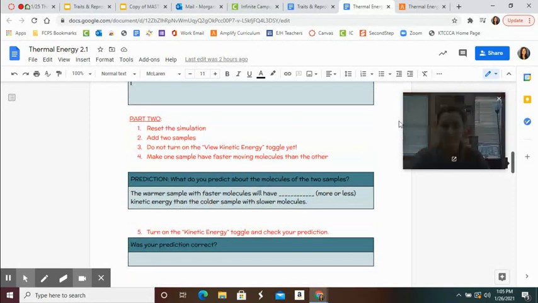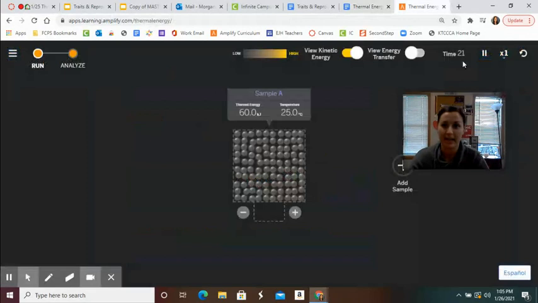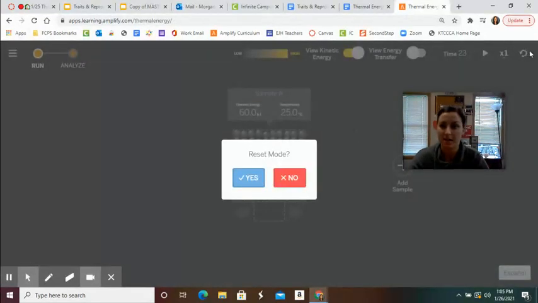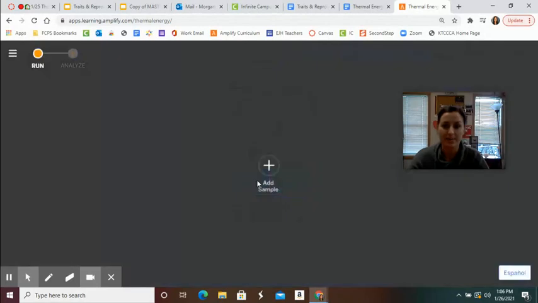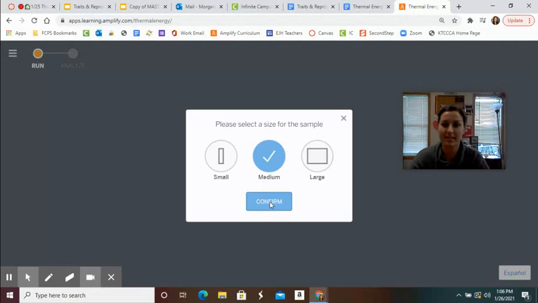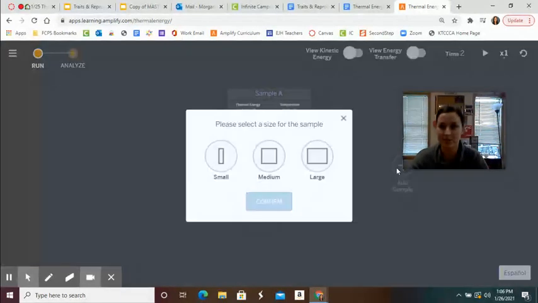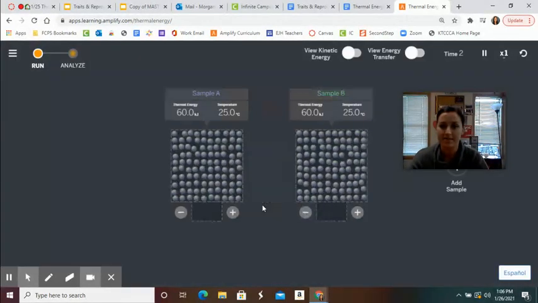Then for part 2, you'll reset the simulation based on what you did. And I didn't do anything, but I'll reset it. This button in the top corner is how you reset. And so you're going to add 2 samples this time and make sure they are the same size sample. So I'm going to add 2 medium samples. And so you are going to leave this off this time.